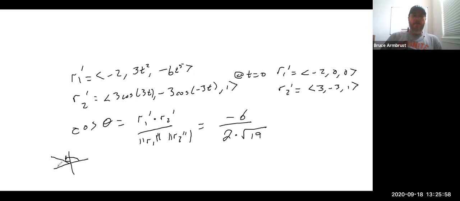The acute angle, of course, would be the reference angle. And so, yes, if you went with positive 6 over 2 root 19, whatever angle that is, is the acute angle. Or take this number and then subtract it from pi, or heaven forbid, 180 degrees. I feel dirty just saying that.